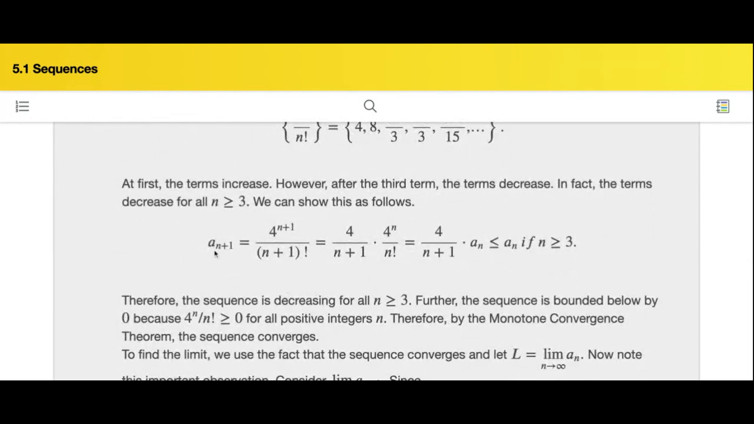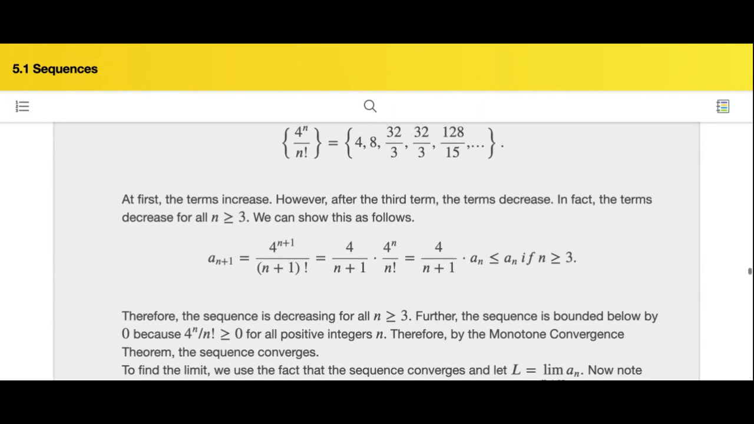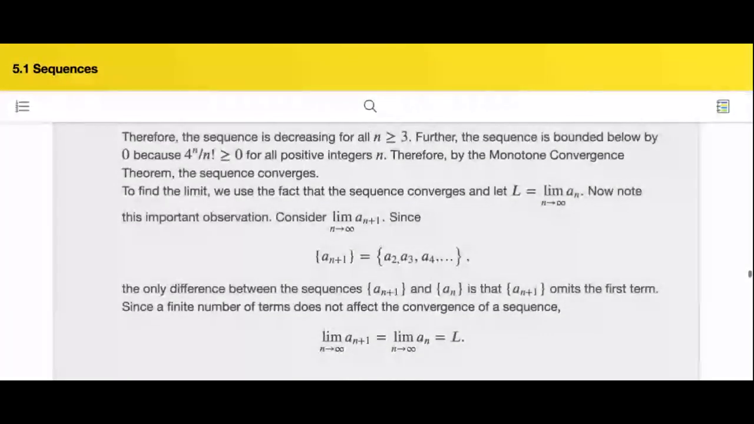So we can show the n plus 1 term equals 4 raised to n plus 1 divided by n plus 1 factorial. This can be written as 4 over n plus 1 times 4 raised to n over n factorial, which is the nth term. And we can see this is less than or equal to the nth term, because as long as n is greater than or equal to 3, this factor is smaller than 1. So this number will be less than or equal to 1, so it's a decreasing sequence.